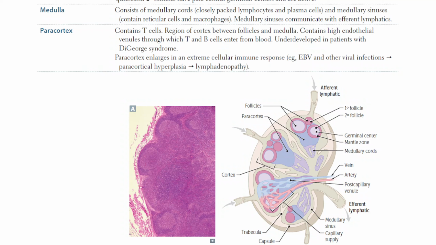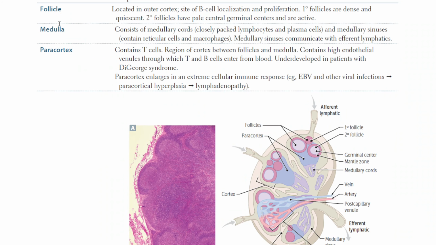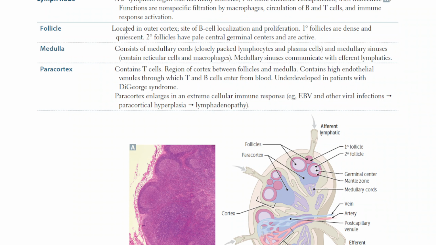Remember, follicle with B cells, and then paracortex T cells. So you have to remember this one. Follicle B cells, medulla macrophages, and paracortex T cells. You're going to remember paracortex because you got a T here. Paracortex is the house of T cells. The paracortex contains T cells and is the region of cortex between follicles and medulla. It contains high endothelial venules through which T and B cells enter from blood.